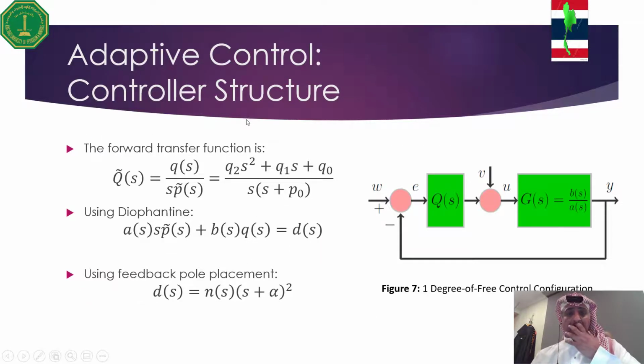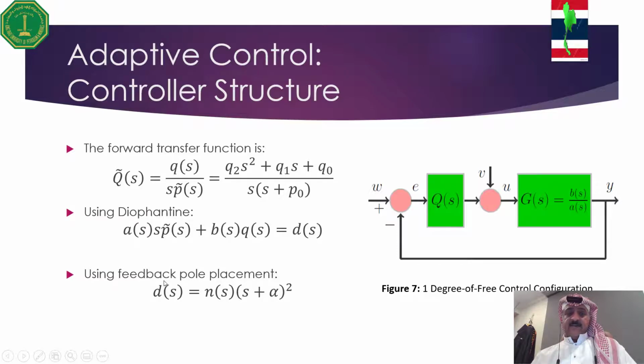So how do we proceed for the control structure? We have a QS and a transfer function. So QS here, the forward transfer function, is this relation. If we use a Diophantine equation, it becomes this, this is the desired signal, with A from the transfer function and B from the transfer function parameters. And we have another equation.